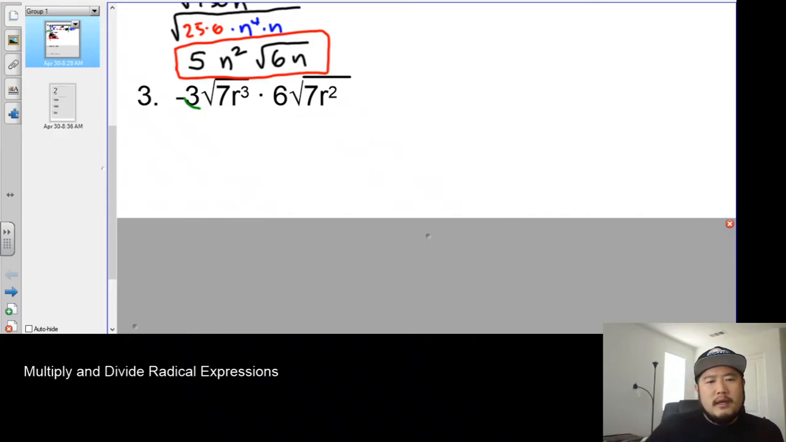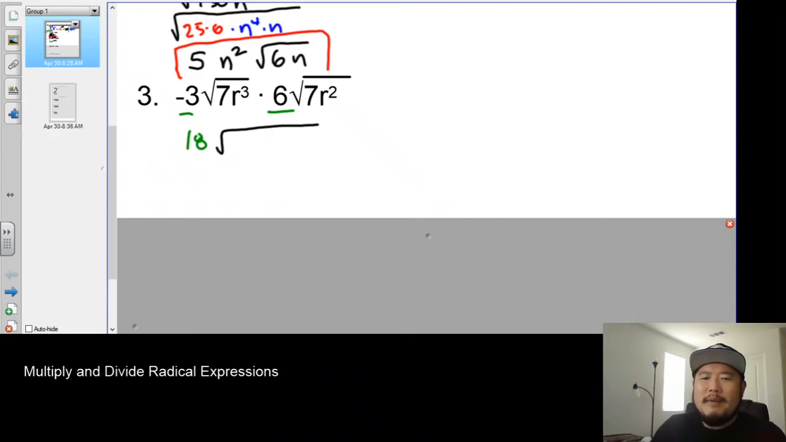We take a look next at number 3. Remember, the coefficients we can multiply, so that will get us positive 18. Let's multiply the radicands together. And remember, it doesn't matter if they're the same or not because we're multiplying. So we have 7 times 7, that's 49, and we have r to the third times r squared. Now, when you multiply exponents, you add the powers. So this becomes r to the fifth, not r to the sixth.